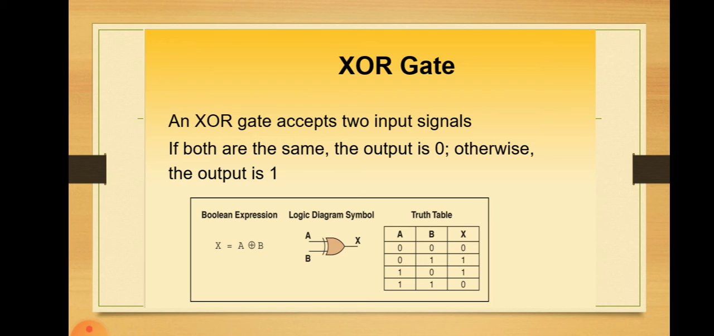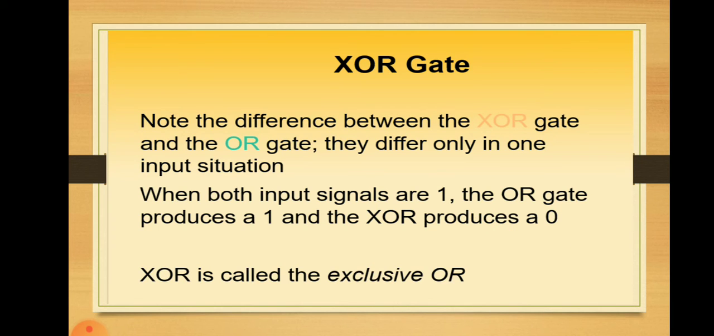If both are the same, the output is a 0, otherwise the output is a 1. Boolean expression: A ⊕ B. Then the logic diagram symbol of the XOR gate, then the truth table: 0 0 answer is 0, 0 1 answer is 1, 1 0 answer is 1, 1 1 answer is 0. This is the XOR gate.